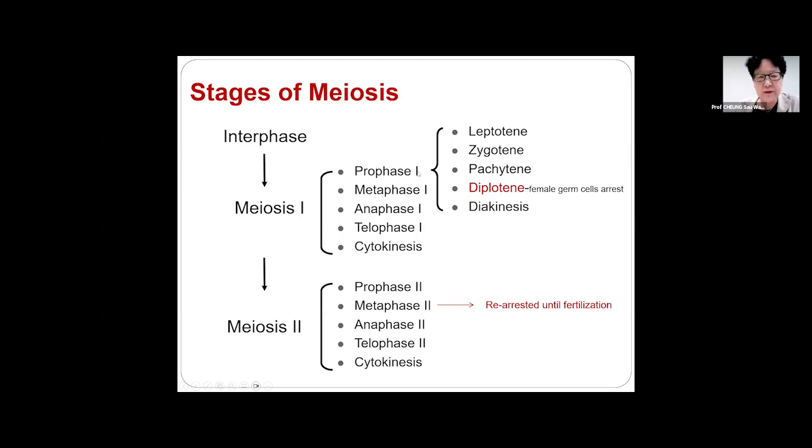And in meiosis 1, you will have a lengthy prophase. The lengthy prophase has leptotene, zygotene, pachytene, diplotene, and diakinesis. But during this diplotene stage, female germ cells tend to arrest, which I will talk about in more detail. And then you would have the first round, meiosis 1, and meiosis 2.